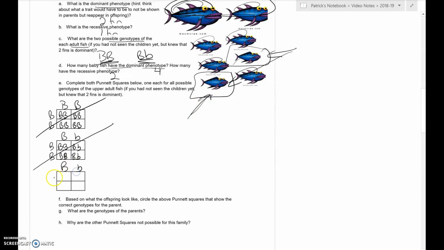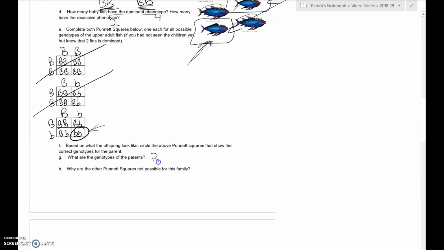So our third possibility is that both of them were heterozygous. And here we finally end up with an individual that does not have the same phenotype as the parents. So the genotype of both parents had to be big B, little b, and the other possibilities here, our first two, are not possible because there was an offspring that had the recessive phenotype.